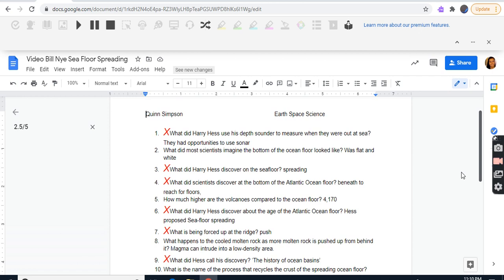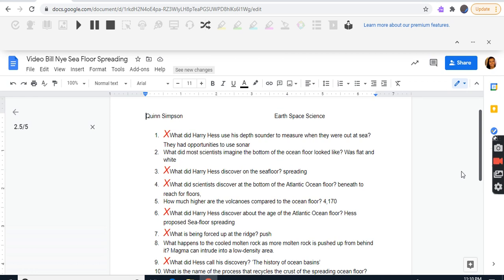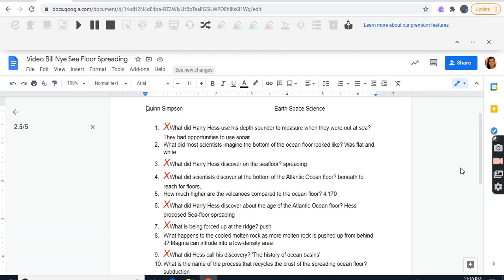Alright, so what did Harry Hess use his depth sounder to measure when they were out at sea? They had opportunities to use sonar. What did most scientists imagine the bottom of the ocean floor looked like? Flat and white. What did Harry Hess discover on the seafloor? Spreading. What did scientists discover at the bottom of the Atlantic Ocean floor? How much higher are volcanoes compared to the ocean floor?